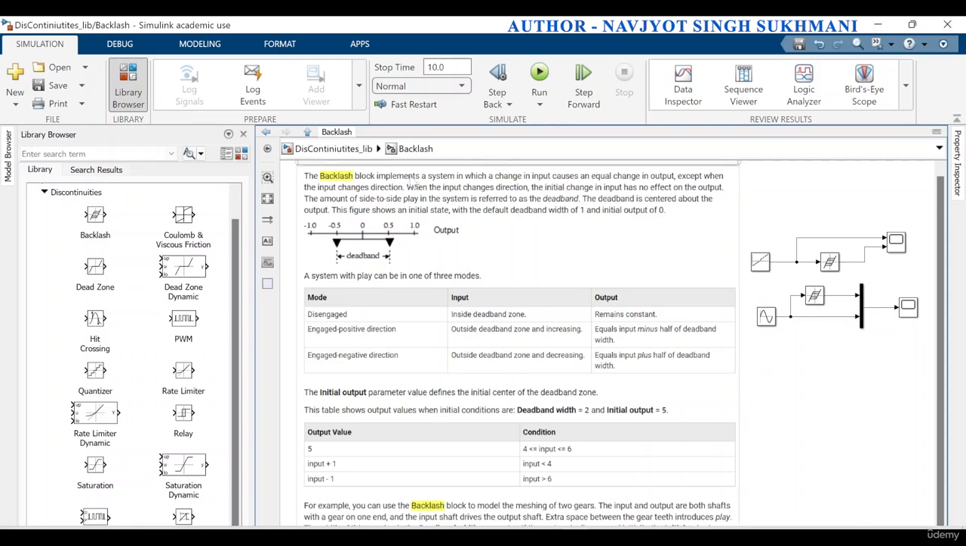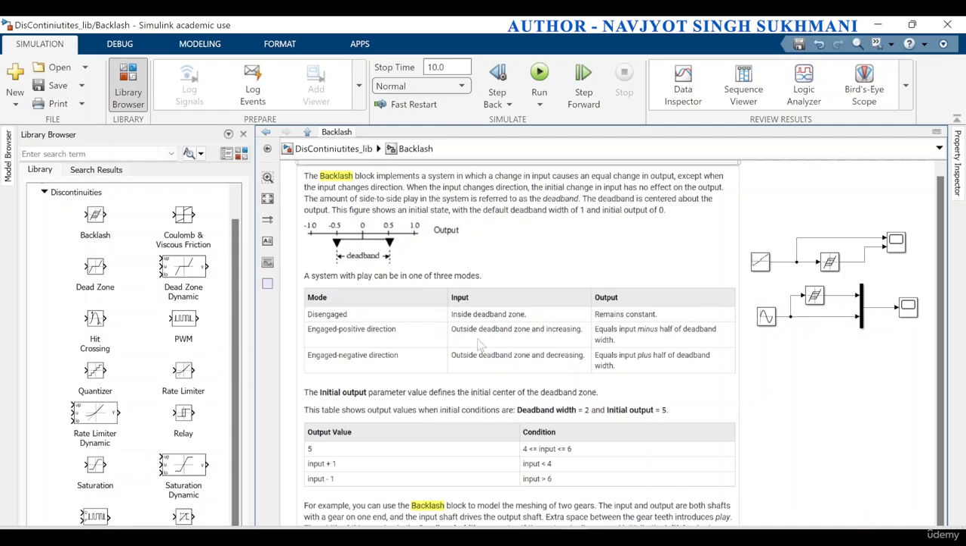In this figure, you can see the initial value, suppose minus 5 to 5. In this band, whatever the output is will become zero, dead. Output will not be used here. There are a few modes as well: disengaged, engaged positive direction, engaged negative direction. This is the disengaged mode. Inside that range, within this dead zone, the output remains constant. If you want zero, or any other value, we can select that constant as well.